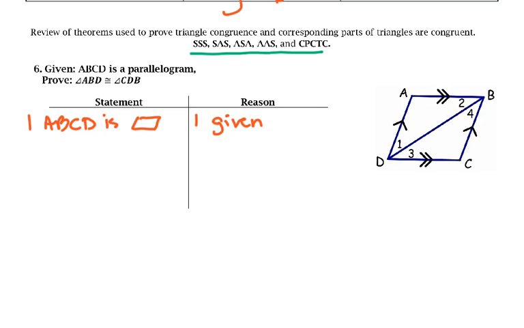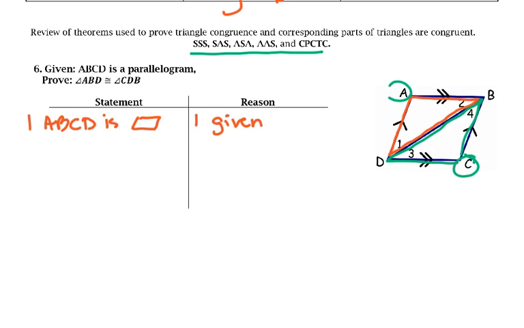Let's look at what we're supposed to prove. We're supposed to prove that triangle ABD is congruent to triangle CDB. Now that means that we have to show that C and A correspond to each other, B and D correspond to each other, and D and B correspond to each other in one triangle or another. So B doesn't always go with B.